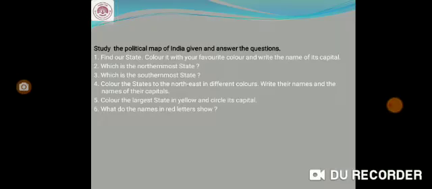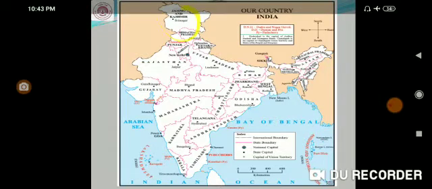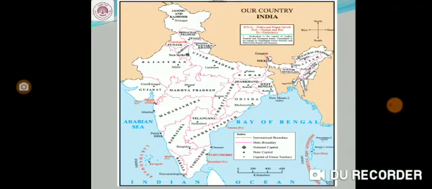Let us move on to the next question. Which is the northernmost state? Everybody knows it's very, very famous. Which state towards the north? It is Jammu and Kashmir, which is over here. Okay, next. Which is the southernmost state, children? It is Kerala or Tamil Nadu, which is down here. Okay, so southernmost state.